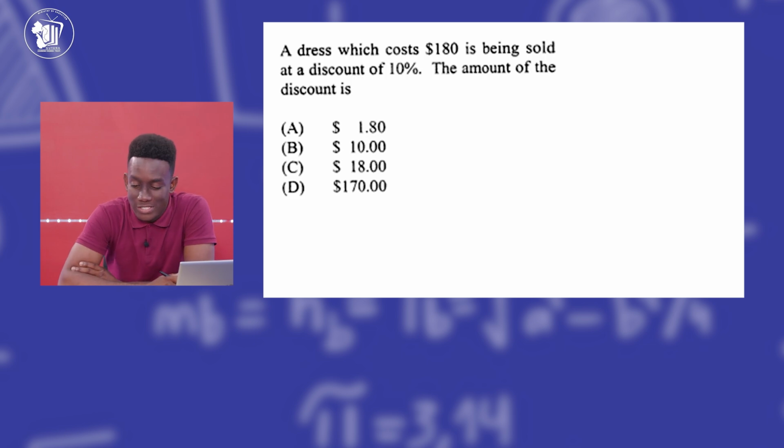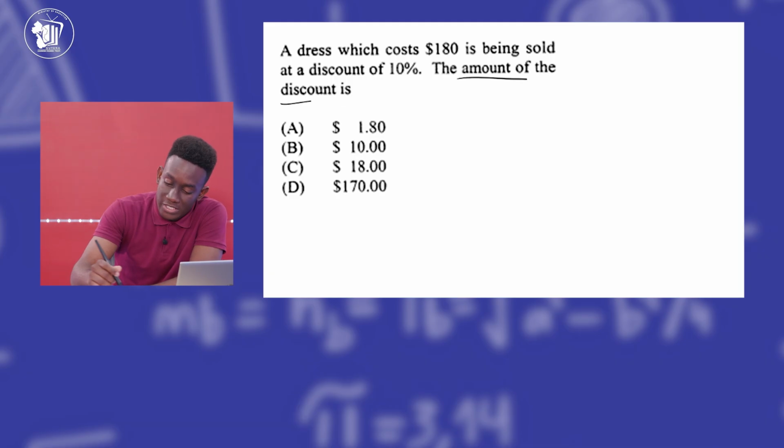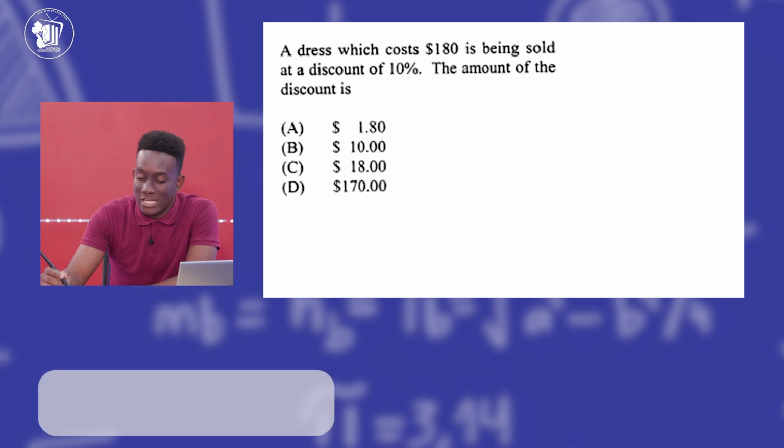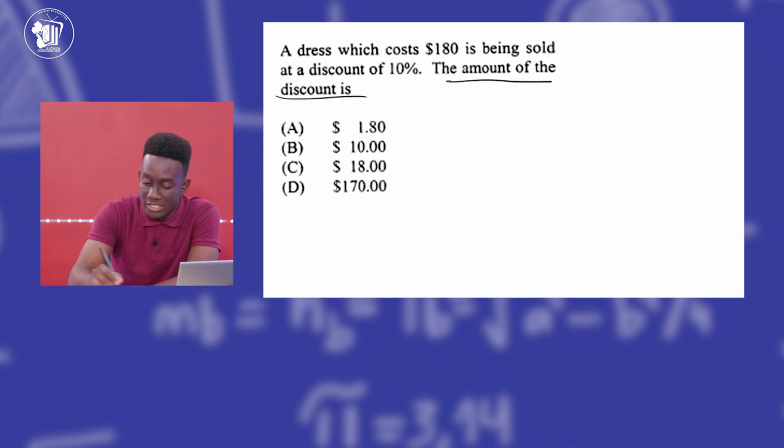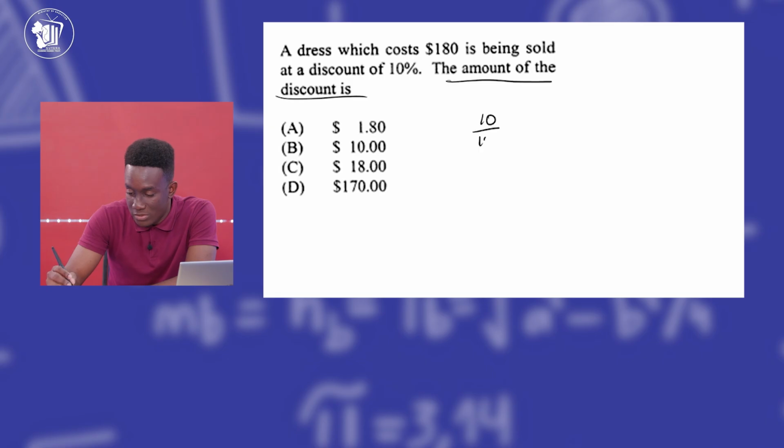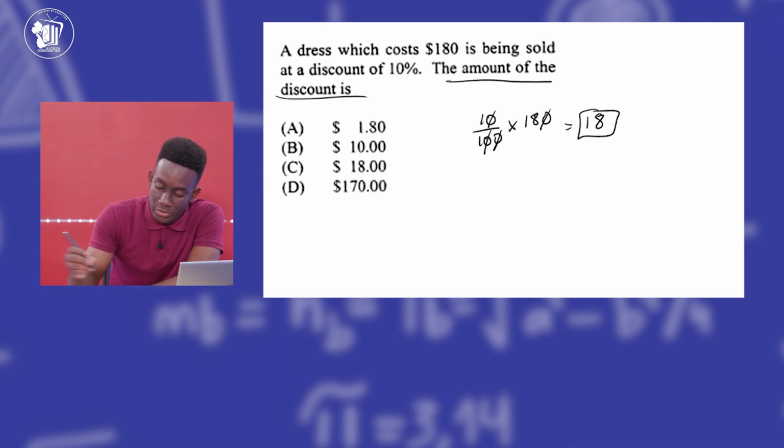So the next question says, a dress costs $180, is being sold at a discount of 10%. The amount of the discount is, so they want the amount of the discount and not the cost of the dress after the discount. So this is 10%, so it's 10 over 100 multiplied by 180. This 0 goes with that 0, this 0 goes with that 0, so 1 times 18 would be 18. So the amount of the discount is $18, which is simply C.